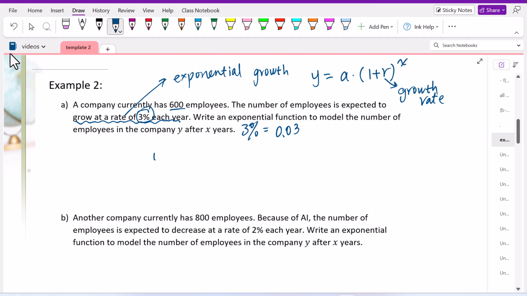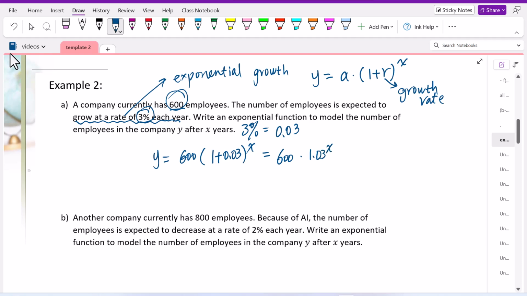So we get y equals, a is the initial value, 600, times (1 plus 0.03) to the x power, equals 600 times 1.03 to the x power.